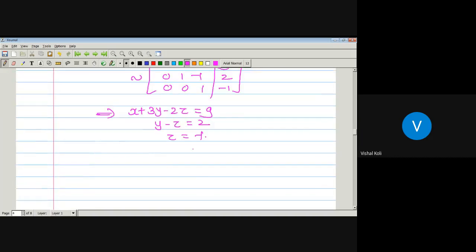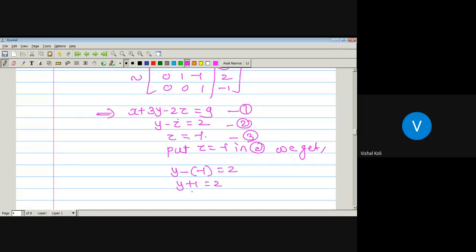Now, this one is first, this one is second, and this one is third. Put z = -1 in equation 2. We get y - z, which is y - (-1) = 2, which implies y = 1.